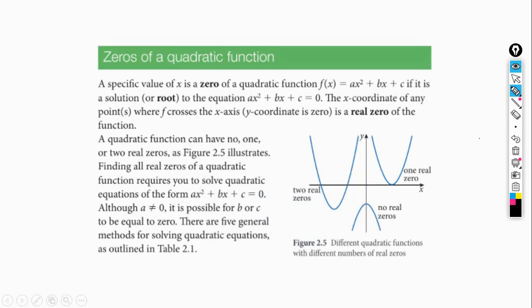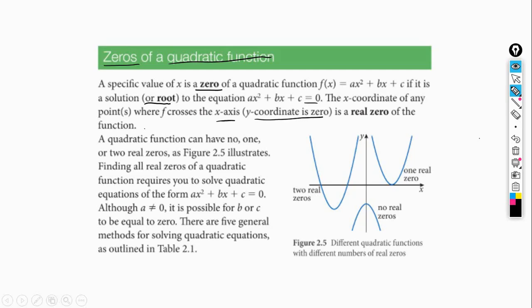So now we are going to talk about zeros of a quadratic function. A specific value of x is a zero of a quadratic function f of x equals ax squared plus bx plus c if it is a solution, also known as root, to the equation ax squared plus bx plus c equals 0. The x-coordinate of any point or points where f crosses the x-axis, therefore the y-coordinate is 0, is a real zero of the function.